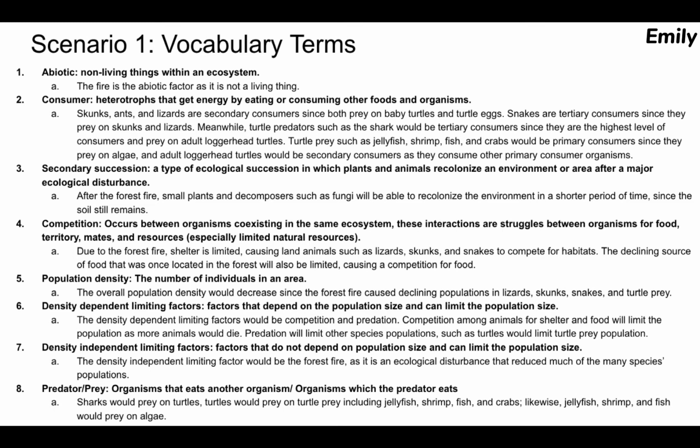The next term is population density, which is the number of individuals in an area. In this case, the overall population density would decrease since the forest fire caused declining populations in lizards, skunks, snakes, and turtle prey.